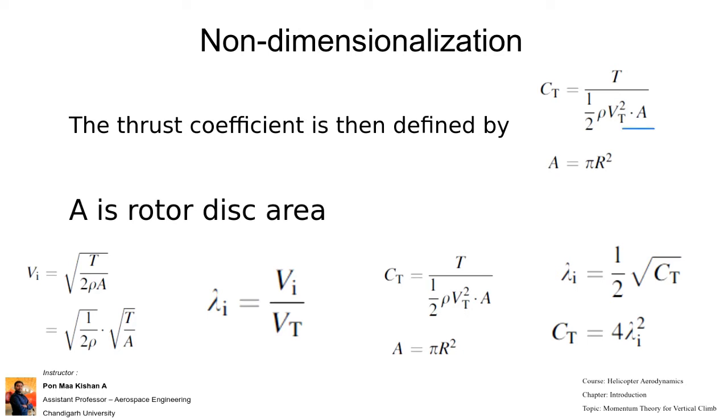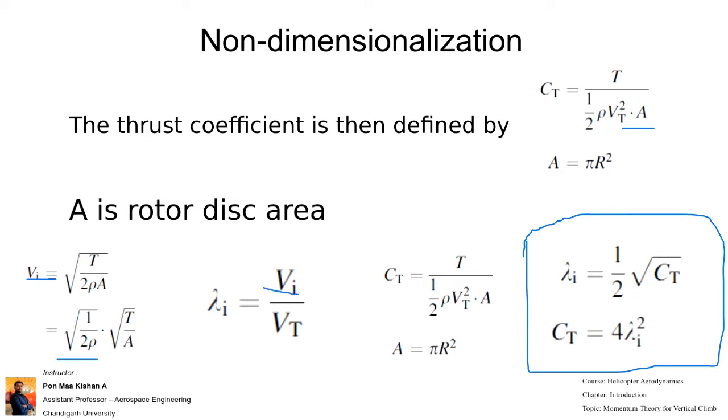I request all of you to substitute the values and kindly put it in the chat box whether the equation which we have mentioned in the last equation is correct or not. So kindly use these three equations. Vi is given, substitute in the lambda I, so you will have a non-dimensional number. Substitute that lambda I or Vt in the coefficient of thrust. So finally we will be getting the value of Ct is equal to 4 lambda square.